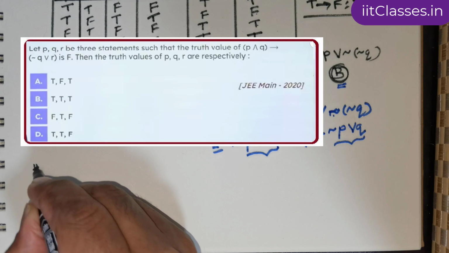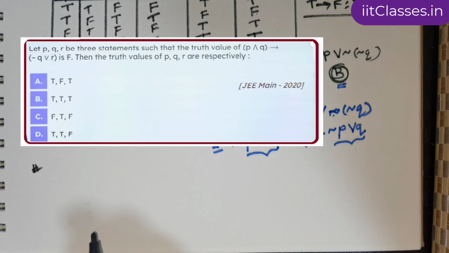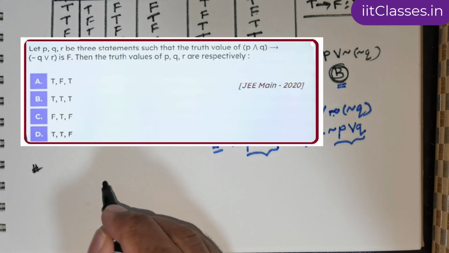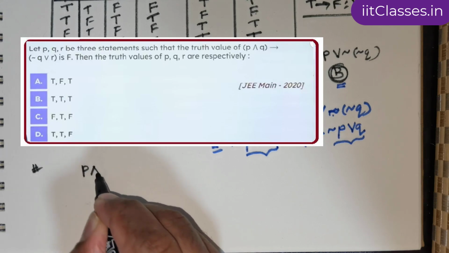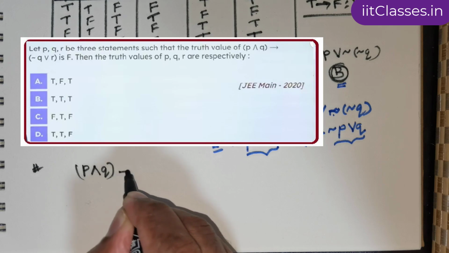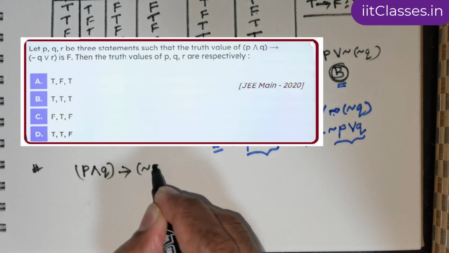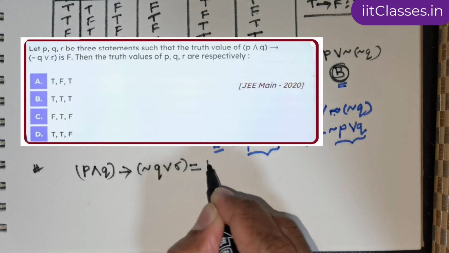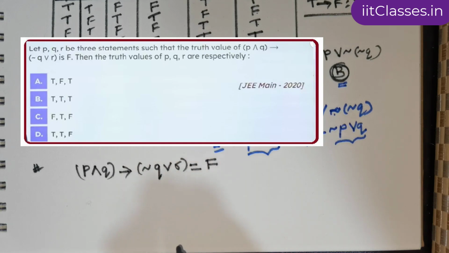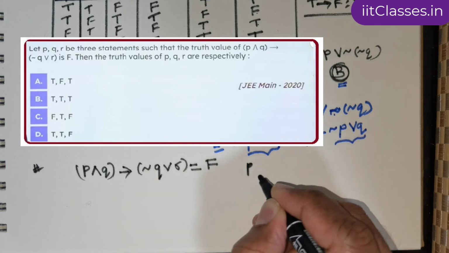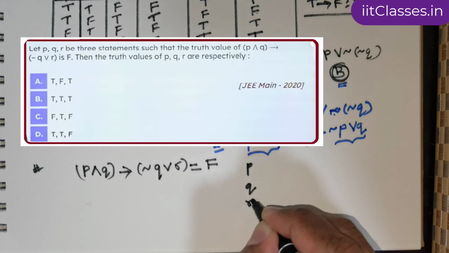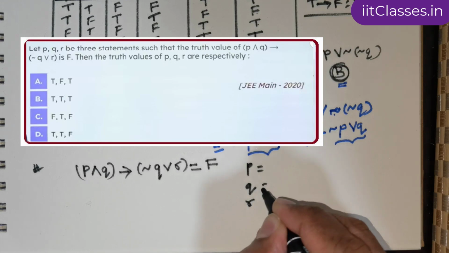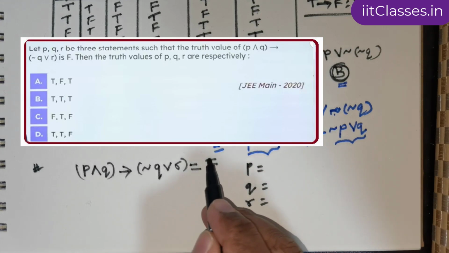Let's do this question, students. The question is given as follows. Let P, Q, R be three statements such that the truth value of P conjunction Q conditional negation of Q disjunction R is false. Now they are asking us what should the truth values of P, Q and R be so that we can get a false statement here.